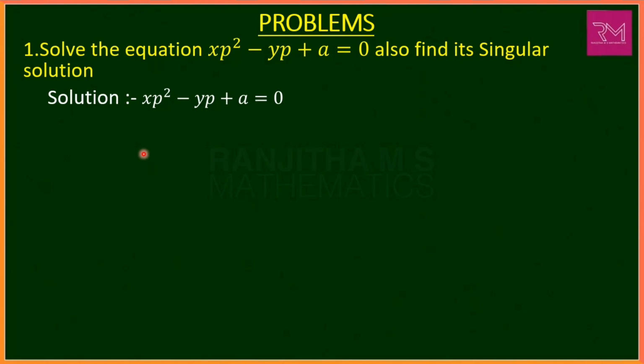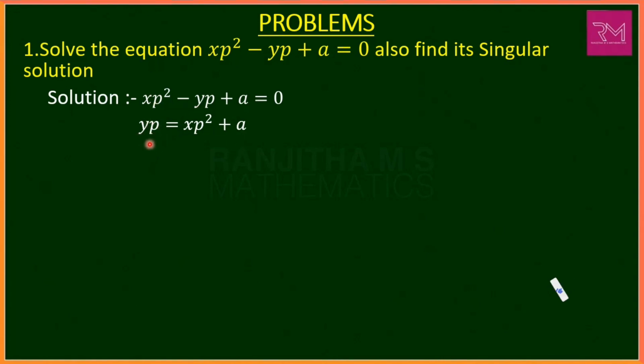To find the singular solution, first you have to achieve Clairaut's form of equation. That is, we have to find the Clairaut's form of equation with the help of this nonlinear differential equation. We know that Clairaut's form of equation is given by y = px + f(p). To achieve that form, take yp to the right hand side, we get yp = xp² + a as it is.